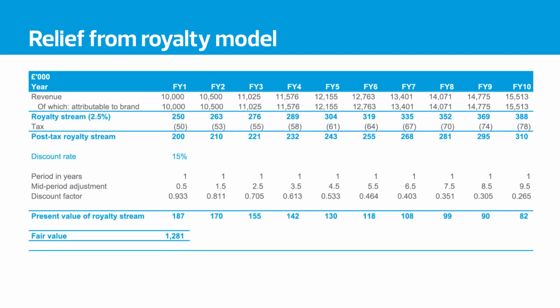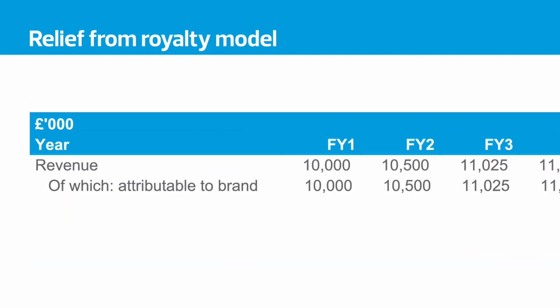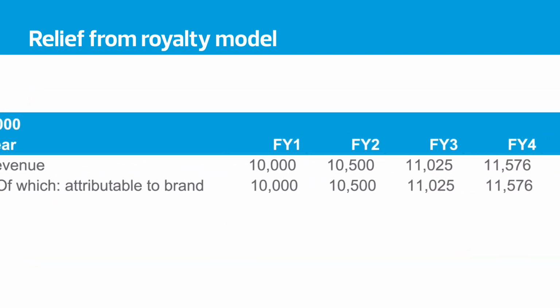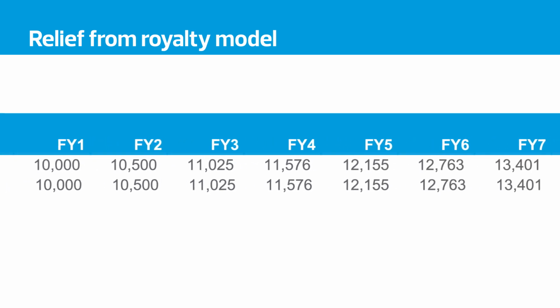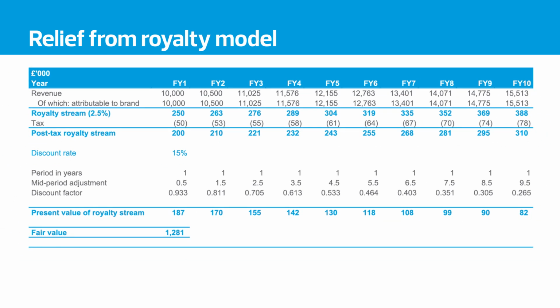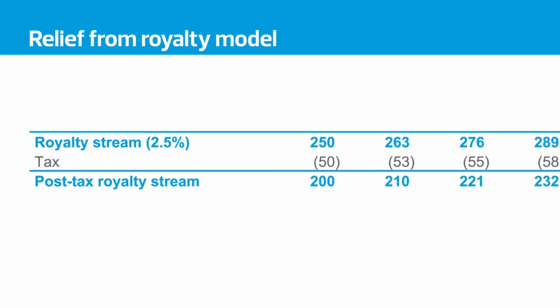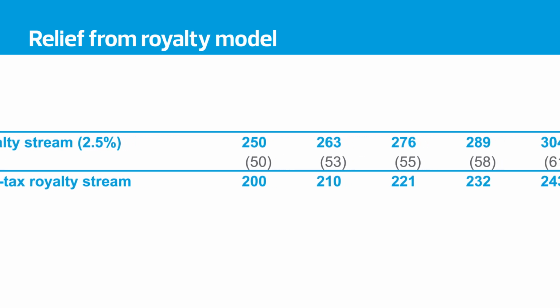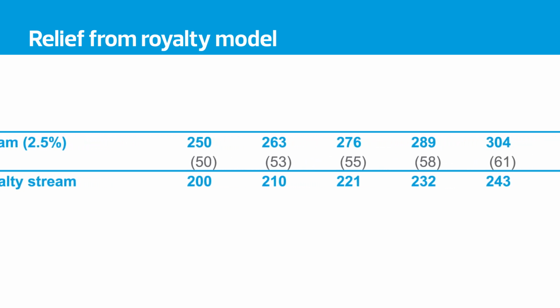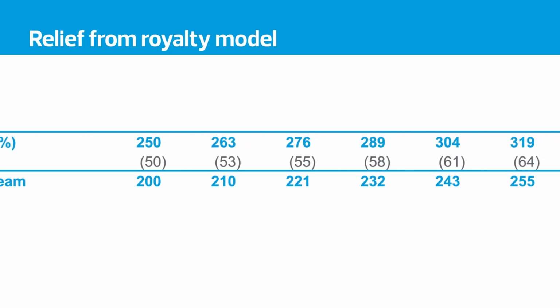And how does it work? As with the excess earnings model, we start with the revenue, and that's the revenue, again, that the asset is expected to generate in the future. Once we've got our revenue, we then take a royalty percentage of the revenue. The principle here is that if we didn't own that asset and we had to pay a royalty to someone else to use the asset, that's the value of the asset to us. It's the royalty we don't have to pay to someone else because we already own it.